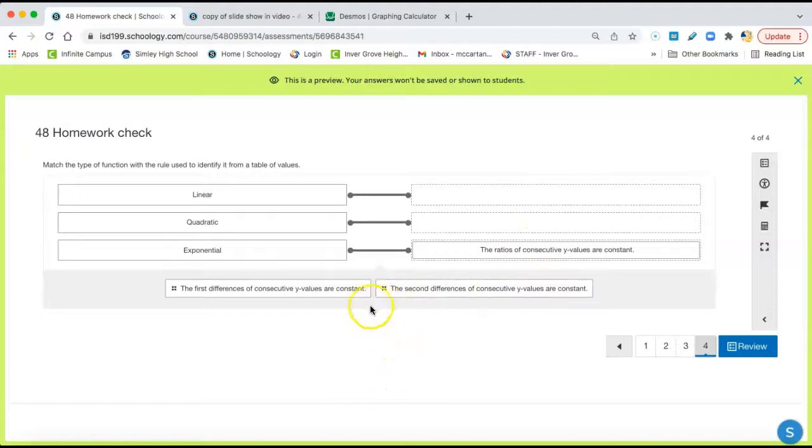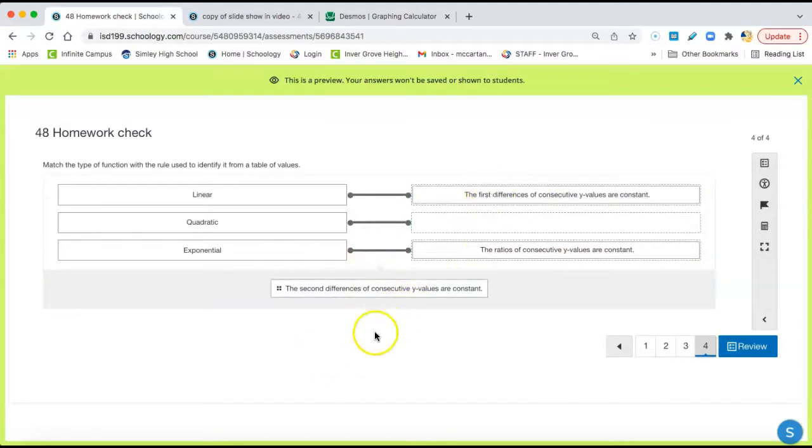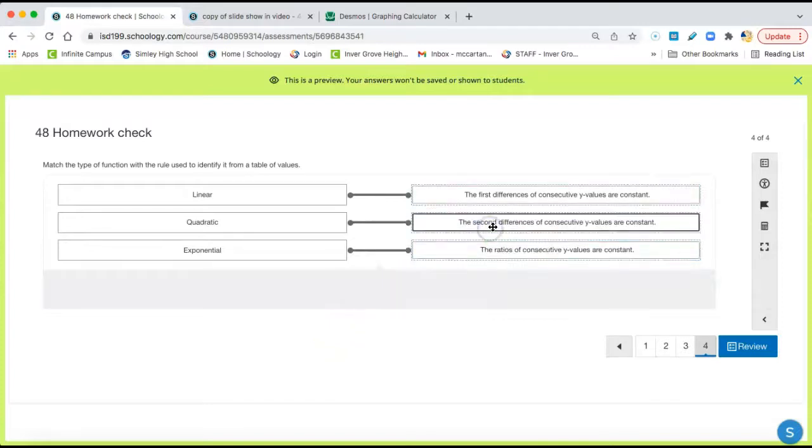But a lot of times you're going to be checking the differences between consecutive y values. You're going to be subtracting consecutive y values to see what their differences are. If the first difference is constant, that's linear. All right, linear has a constant rate of change. But a quadratic has a changing rate of change. But it's changing at a constant rate. So the second difference of consecutive y values, that's what's constant in a quadratic.